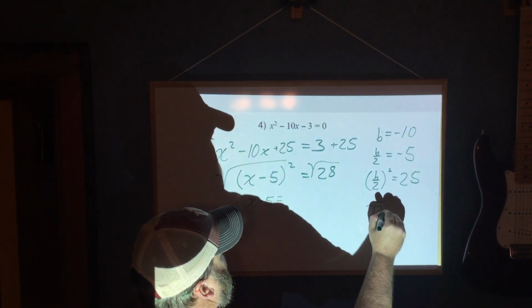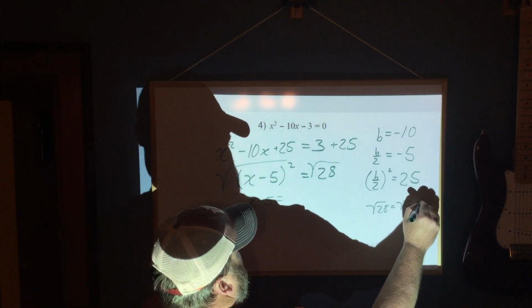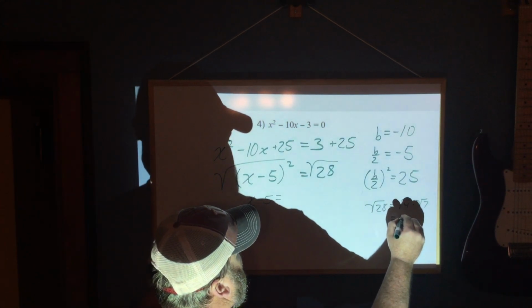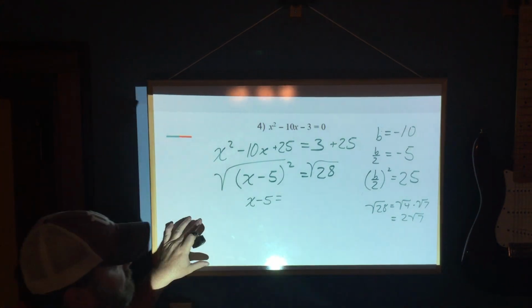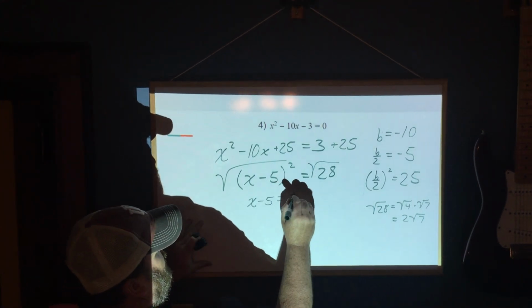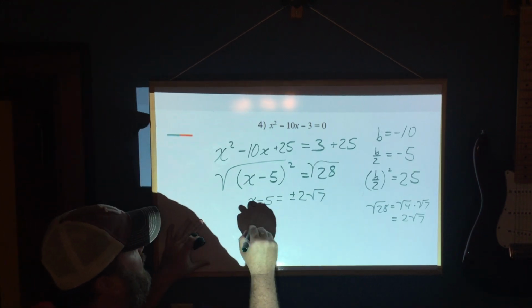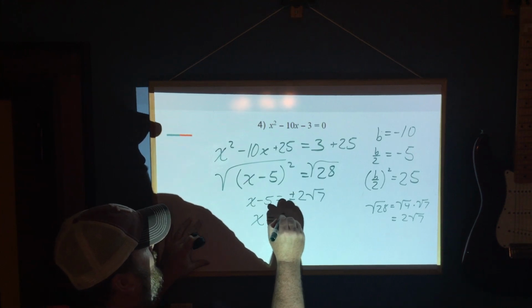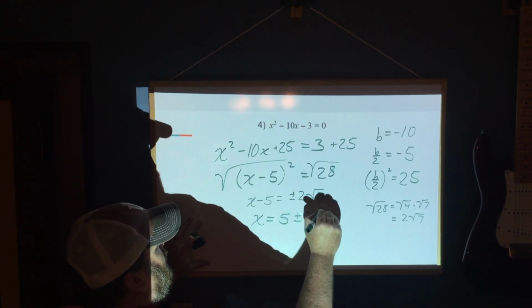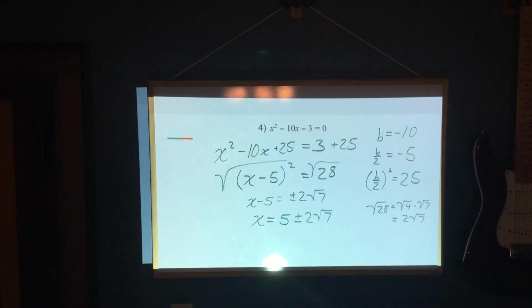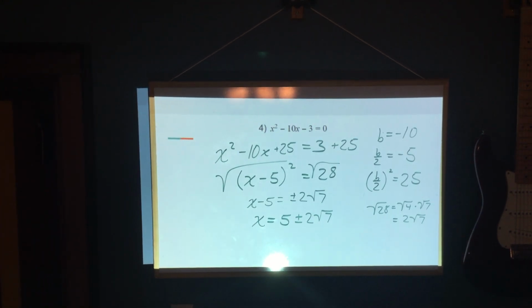The square root of 28 is the square root of 4 times the square root of 7. So that's 2 square roots of 7. So that'll be plus or minus 2 square roots of 7. Transpose that over. X equals 5 plus or minus 2 square roots of 7. So one solution is 5 plus 2 square roots of 7, and the other solution is 5 minus 2 square roots of 7. So those are real numbers. Those numbers exist.